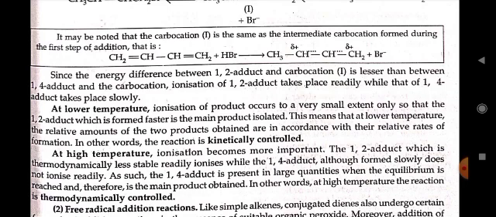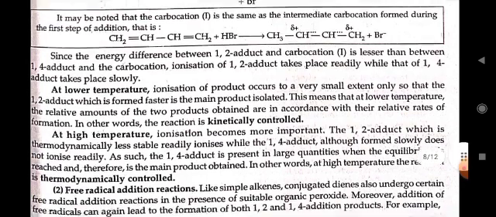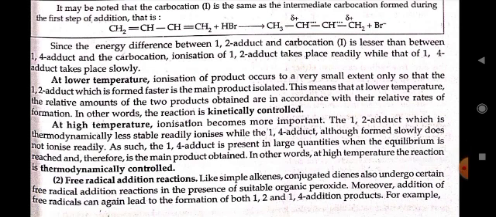At lower temperature, ionization of the product occurs to a very small extent only, so that the 1,2 adduct, which is formed faster, is the main product isolated. This means that at lower temperature the relative amounts of the two products obtained are in accordance with their relative rates of formation. In other words, the reaction is kinetically controlled.